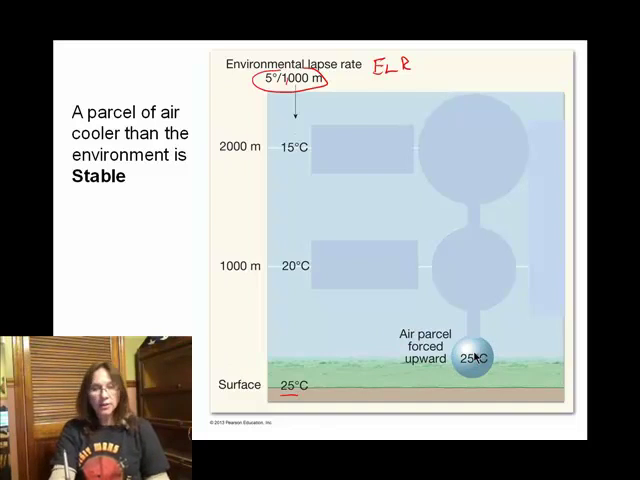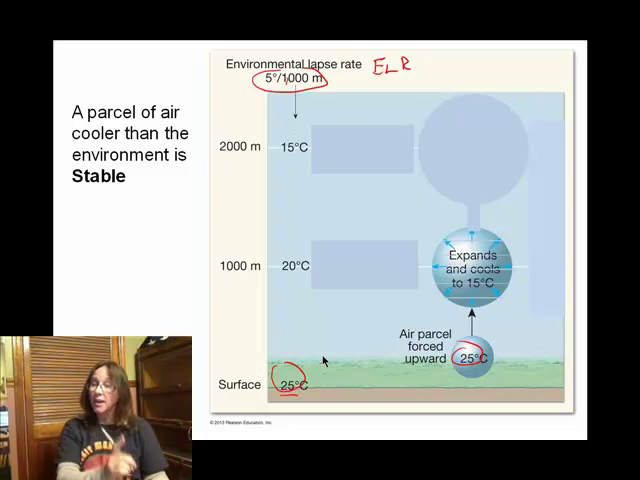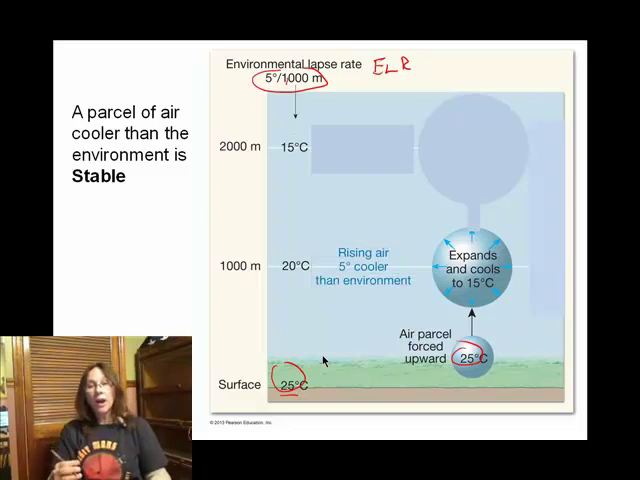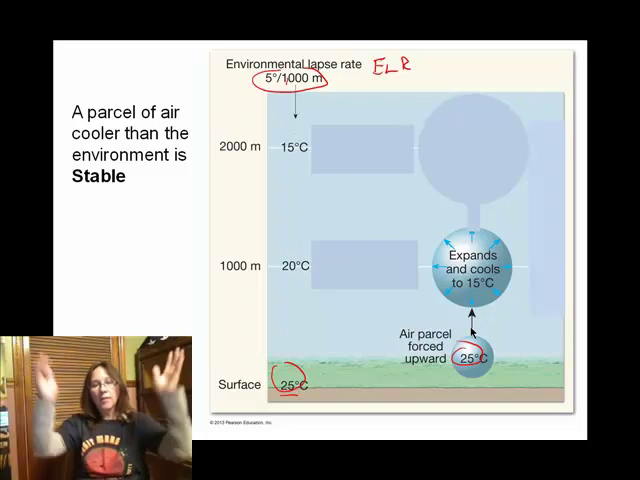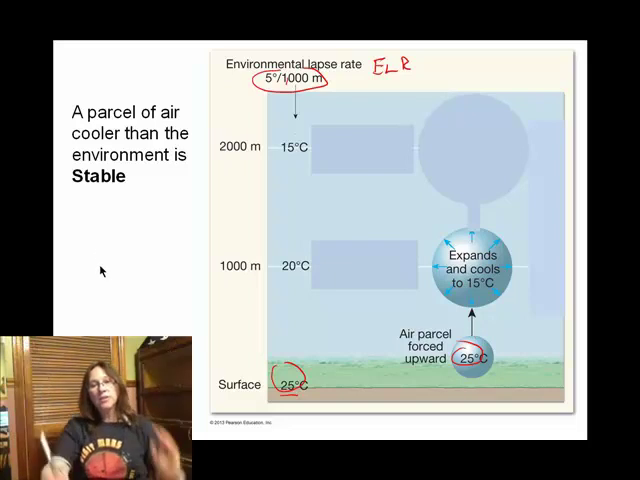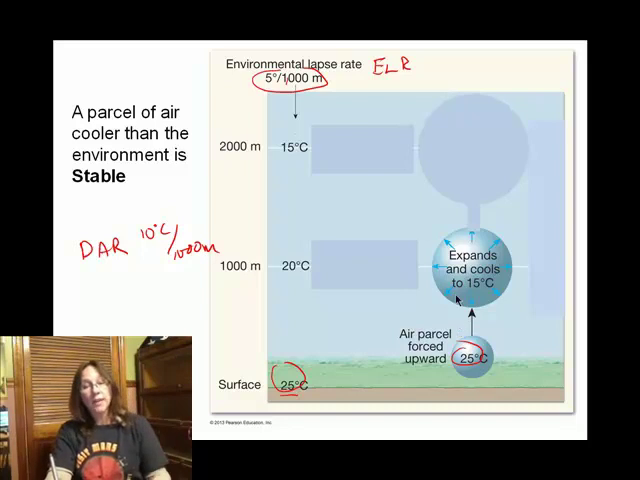So our parcel of air starts at 25 degrees, okay? And it's going to lift. By the way, there's not enough moisture in there, there's not going to be any condensation. So it's going to lift and cool according to the dry adiabatic rate. So let me cover that back up again. Do you see the chunk of air rising and expanding? And remember we talked about the dry adiabatic rate of 10 degrees Celsius per 1,000 meters. And that's exactly what you're seeing here. It's cooling from 25 to 15.